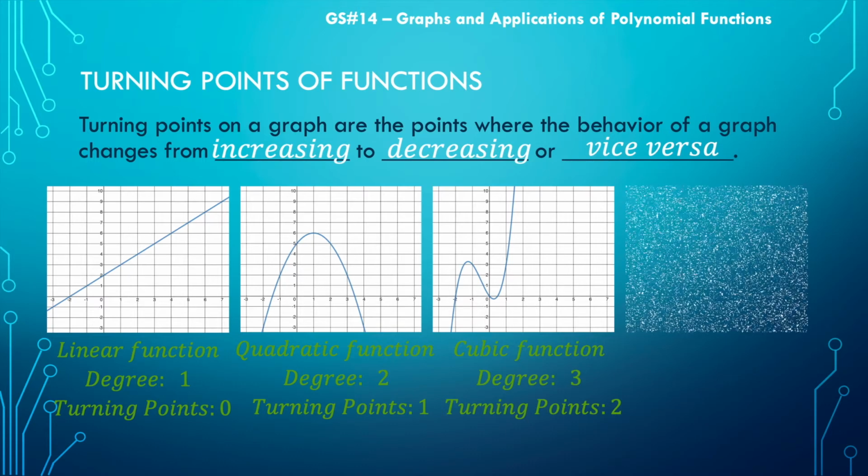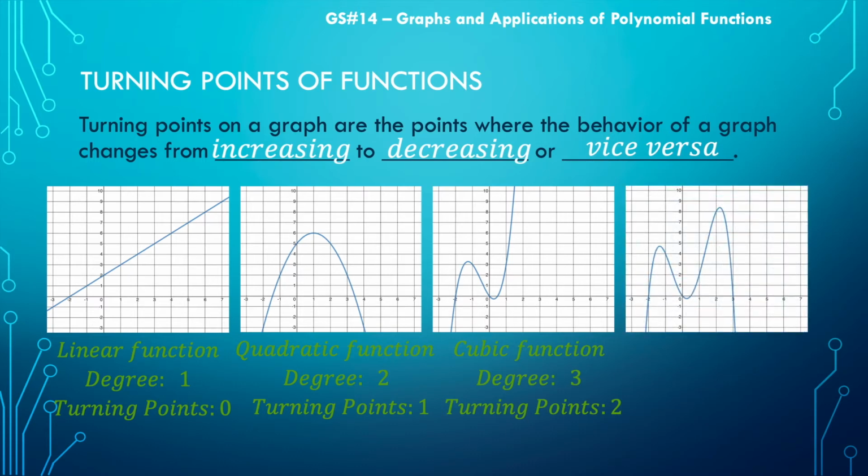We'll look at one more. This is a quartic function. This one you're probably less familiar with. It's an M-shaped or a W-shaped graph. A quartic function is a 4th degree function. You can probably see that there are 1, 2, 3 turning points in this quartic function.